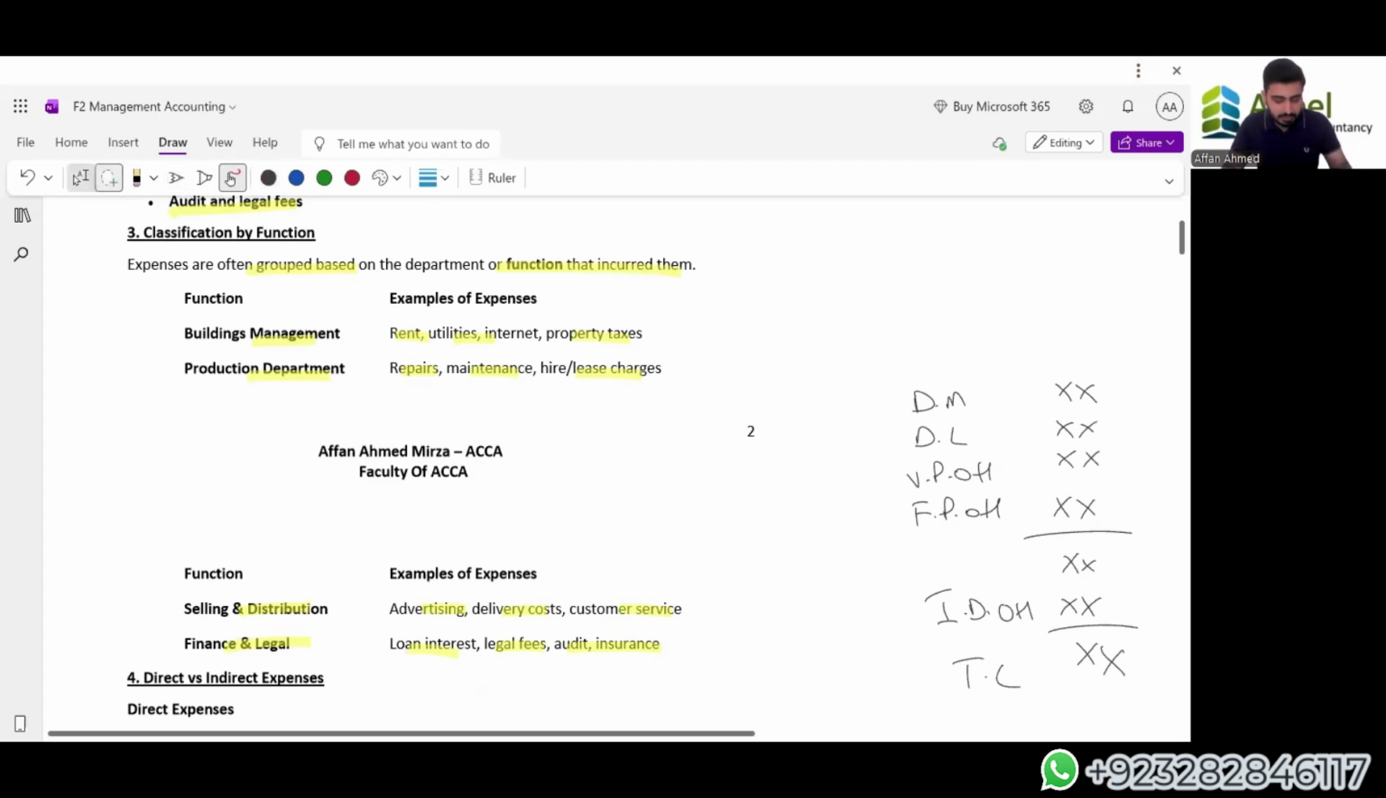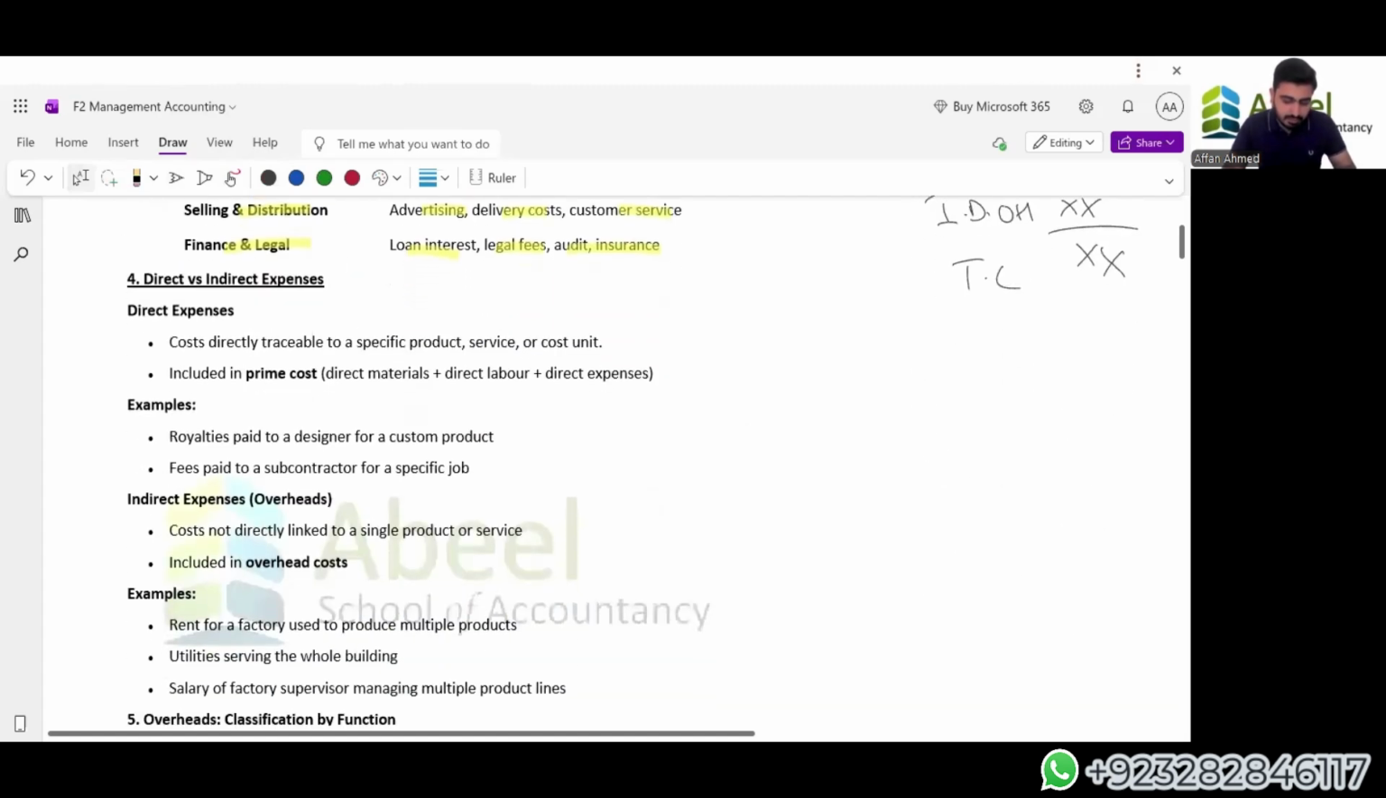Okay. Now, direct expenses. Direct expenses are basically expenses that are directly traceable to a specific product, service, or cost unit. So the main keyword here is traceable. Traceability is the concept that we have to see here. Included in prime cost: direct material, direct labor, or direct expenses. Example, royalties paid to a designer for a custom product. A product has been made and the royalty is paid directly to the designer who is designing the product, so he has a direct trace or direct mark on the particular product. Fees paid to a subcontractor for a specific job.